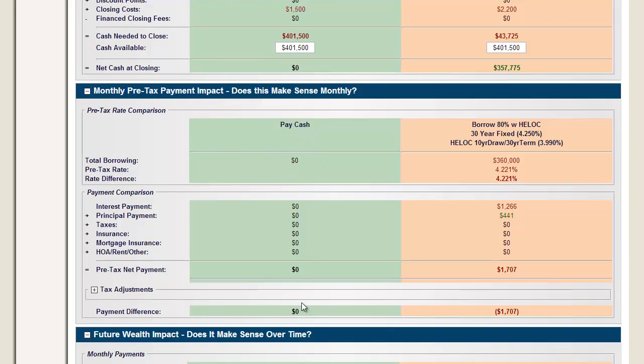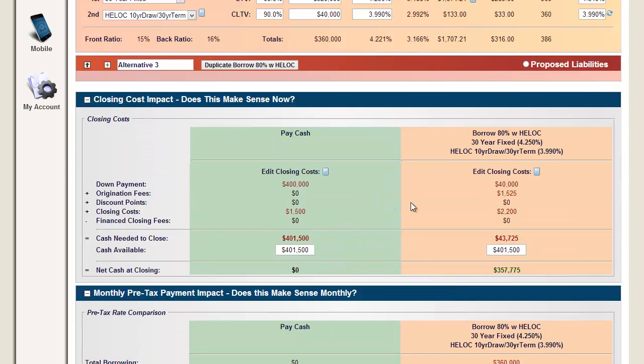So that means my cash flow is such that I have a $0 monthly payment commitment. Here, I'm going to need to bring $40,000 as my down payment, plus an origination fee, plus some closing costs. So I'll need about $43,725. Again, I always want to keep apples to apples. I have $401,500 available. That's going to leave me $357,775.